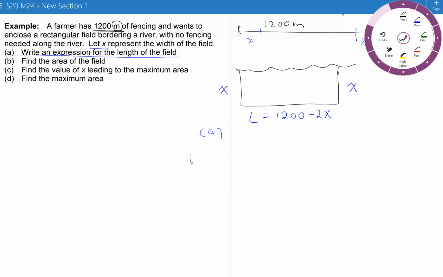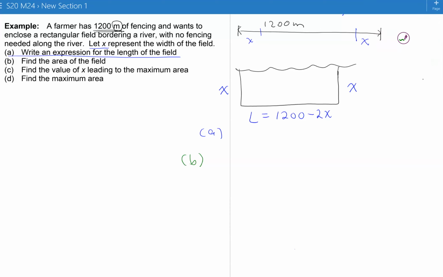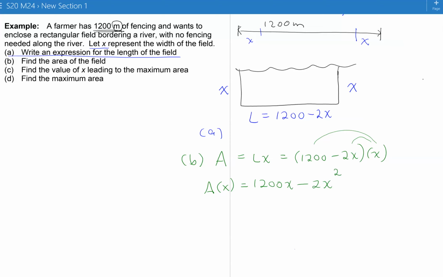Okay, then we're asked to find the area of the field. And the area is going to be length times width. But now we know the length is 1,200 minus 2x times the width of x. So now we have a function of x. I'm going to distribute because I'm going to do calculus in a minute. So 1,200x minus 2x squared. This is the area of the field.